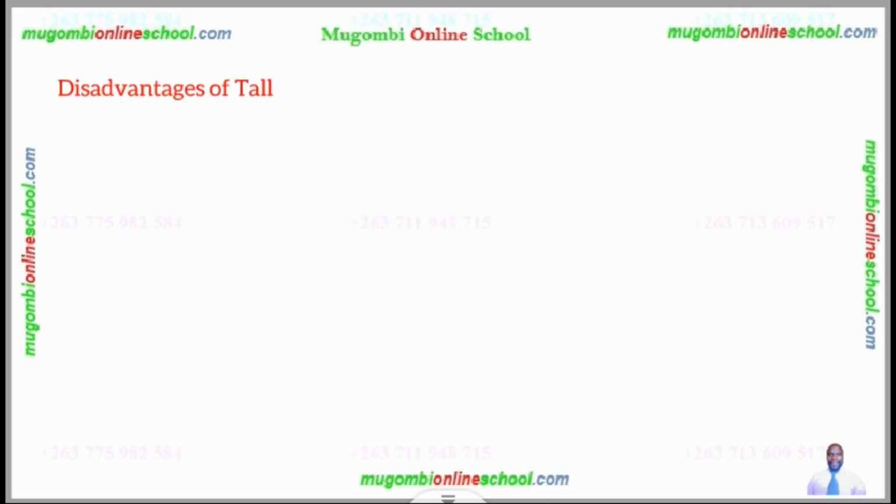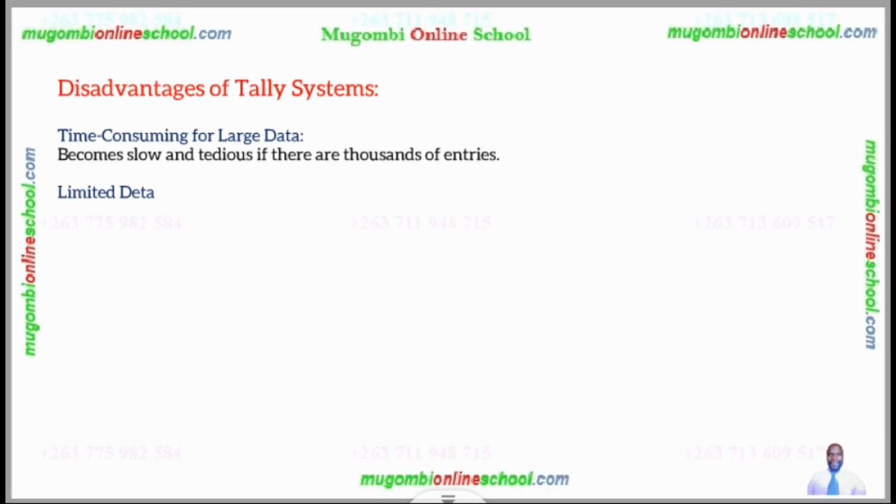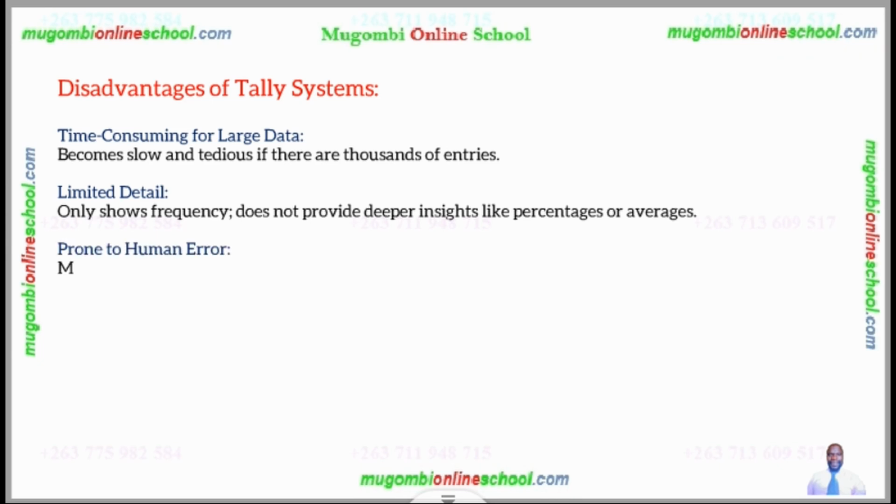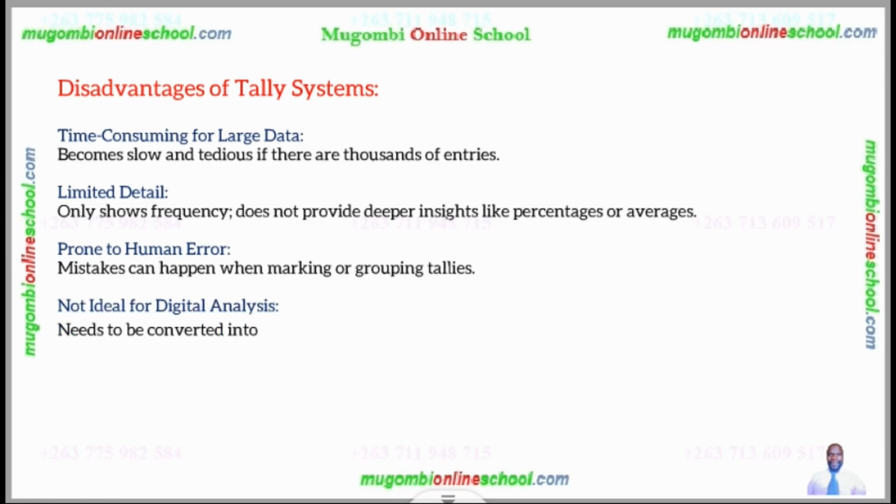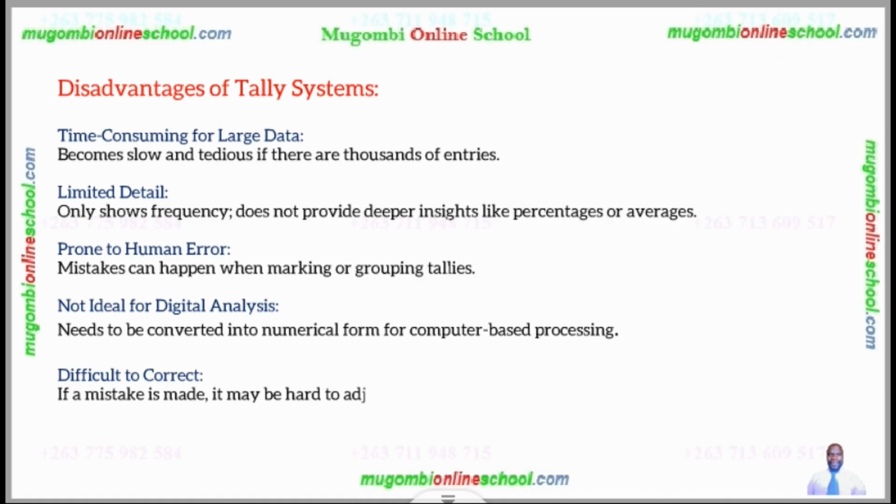Let us now move on to disadvantages of the tally system. It is time-consuming for large data, which means it becomes slow and tedious if there are thousands of entries. Limited detail: it only shows frequency, and does not provide deeper insights like percentages or averages. Prone to human error, which means mistakes can happen when making or grouping tallies. Not ideal for digital analysis: it needs to be converted into numerical form for computer-based processing. Then it is difficult to correct, which means if a mistake is made, it may be hard to adjust without making confusion.